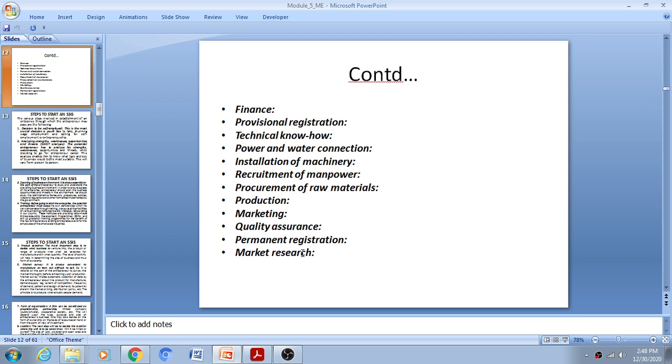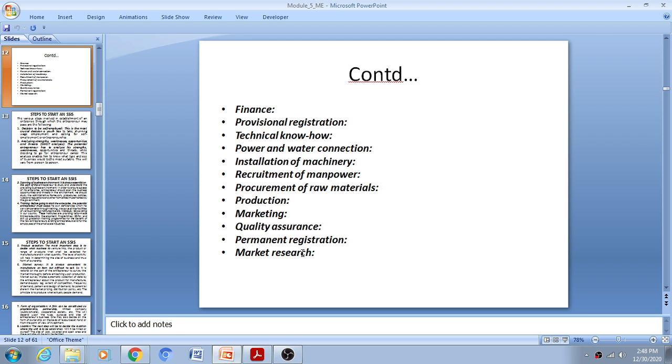The next one is finance. How are you going to arrange the capital that is required to start a small industry? Are you going to contact private financiers, or are you going to go for government bank agencies? What are the concessions that they are giving? Everything has to be studied in detail.